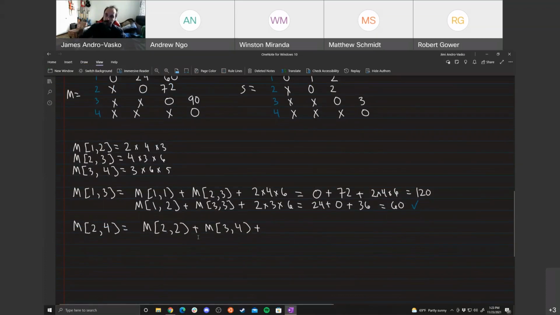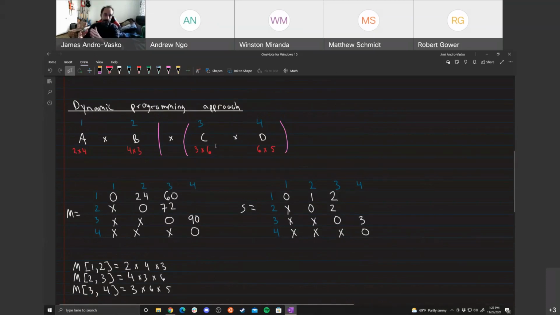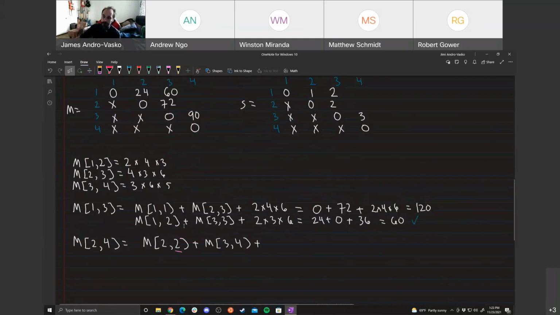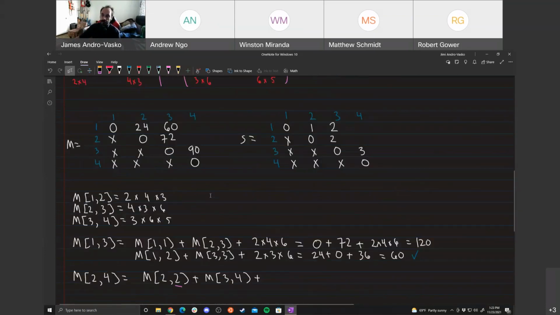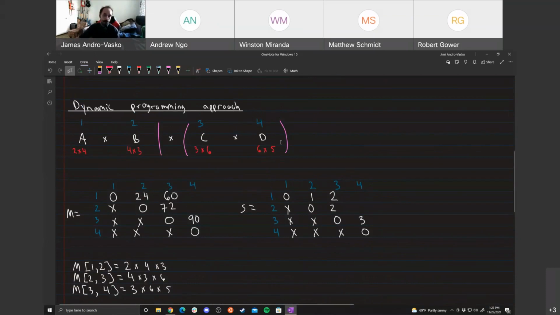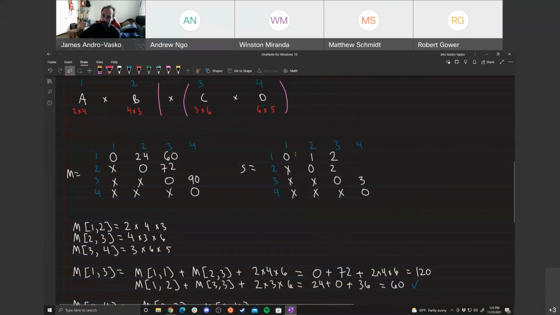So right now, I chose 2 as my cutoff point, which means that after M2, which is going to be B, I draw a line right there, and then I multiply C times D, and the result of that multiplies to B. Obviously to get M2,2, to get B, we don't need to do any multiplication because we already have B. And then M3,4, C times D, we already computed that earlier. We did that in our first step.